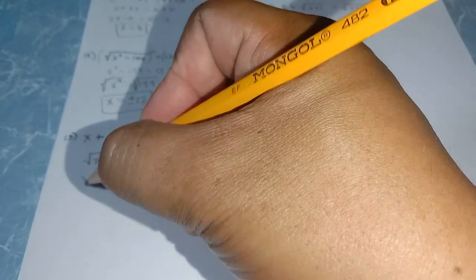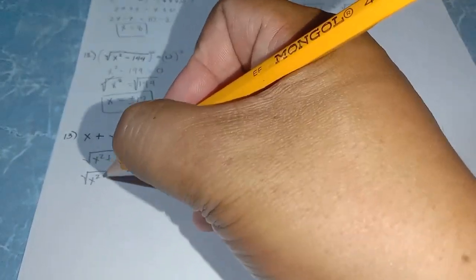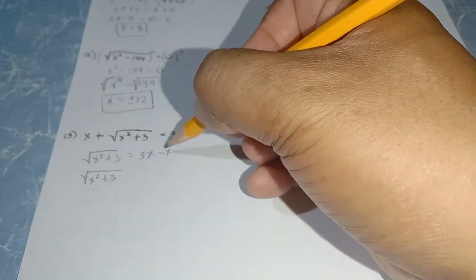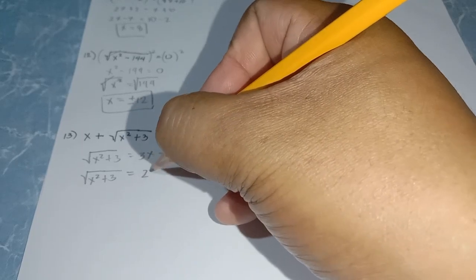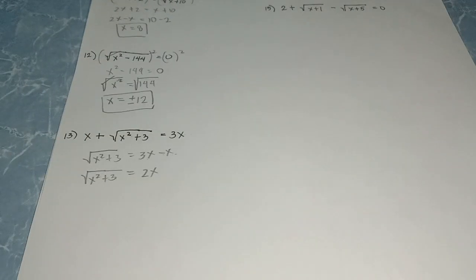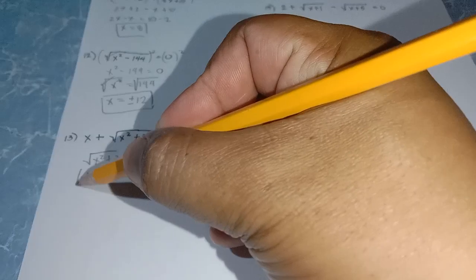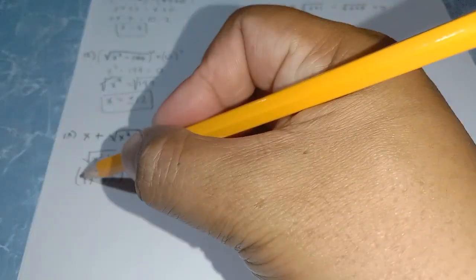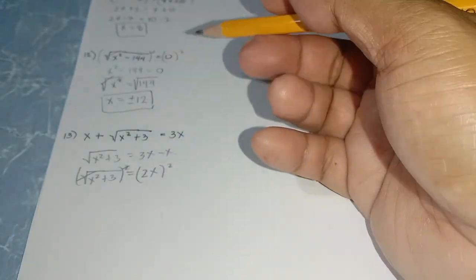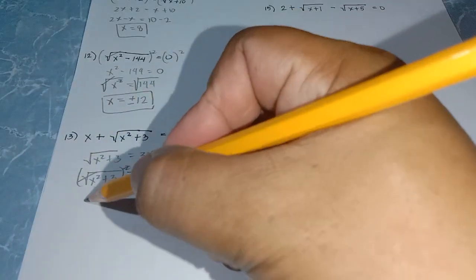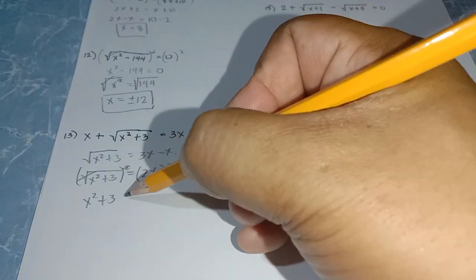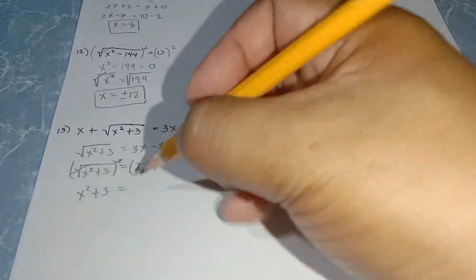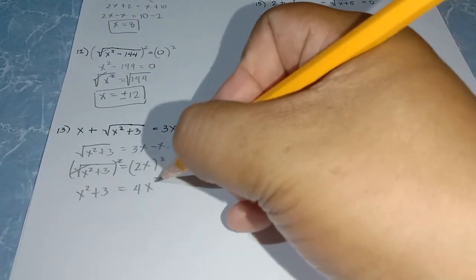So, again, copy lang uli ito. X squared plus 3. So, isa kasama yon. Then, 3x minus x is equal to 2x. Okay, so yun na yun. So, pwede na natin siyang i-squared both sides. Okay, cancel ang radical, cancel ang exponent. So, natira sa atin yung x squared plus 3 is equal to 2x squared is, so 2 times 2 is 4. Then x squared.